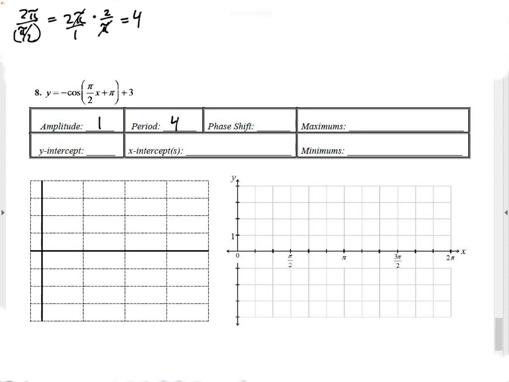Yeah, what's your question? That's a good question. How would we see the phase shift? You first got to take out the omega. The phase shift is not negative pi. So we got to take out that omega. So let's see what happens. When I take out that omega, this is what we get. We get negative cosine. And the omega is pi over 2. So now the x is all by himself.